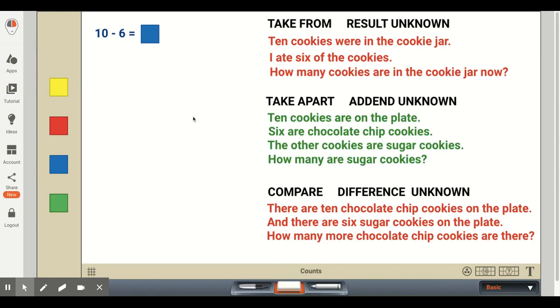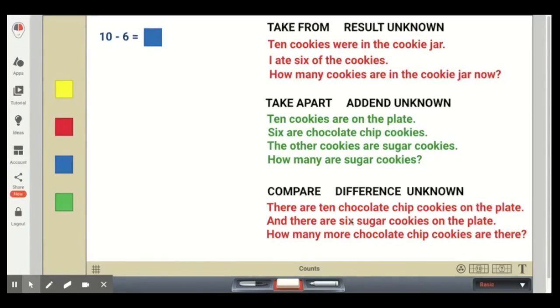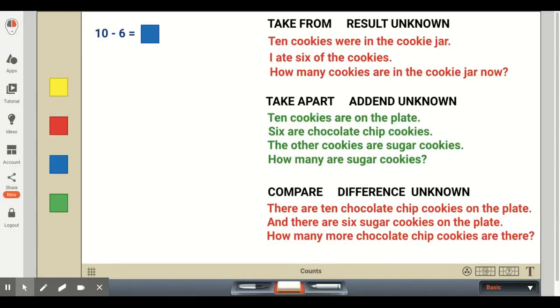One of the things to look out for in this problem is some children may see the 10 chocolate chip cookies and the 6 sugar cookies, and if they're not reading the problem completely, they may also see this word and quickly just add these two together and come up with an answer of 10 plus 6, and that would be equal to 16. That would be the answer to the problem if it said there are 10 chocolate chip cookies and there are 6 sugar cookies. How many cookies are there in all?